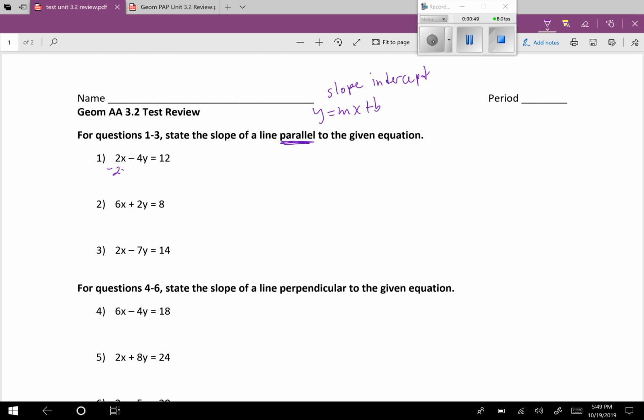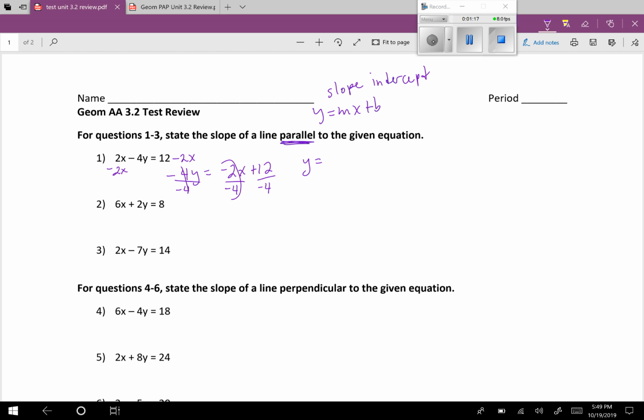So minus 2x minus 2x. So we get negative 4y equals negative 2x plus 12. All I'm doing is rewriting this side over here. Okay, now we have to get rid of this negative 4, so we divide everything by negative 4. So we get y equals, because those cancel there, we have a negative 2 divided by negative 4.